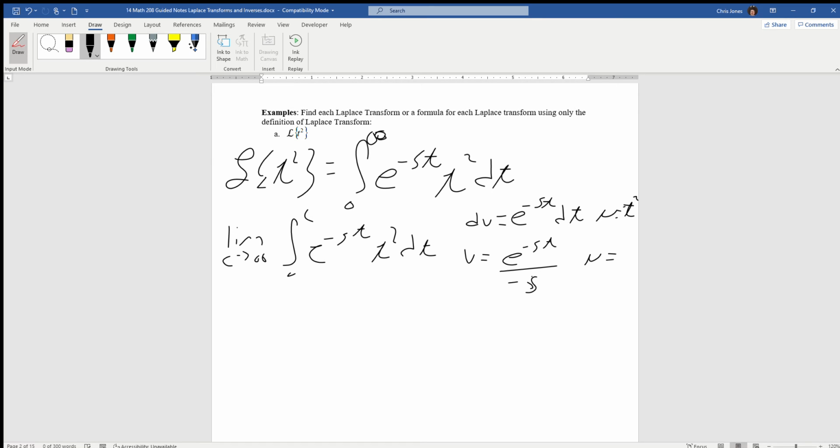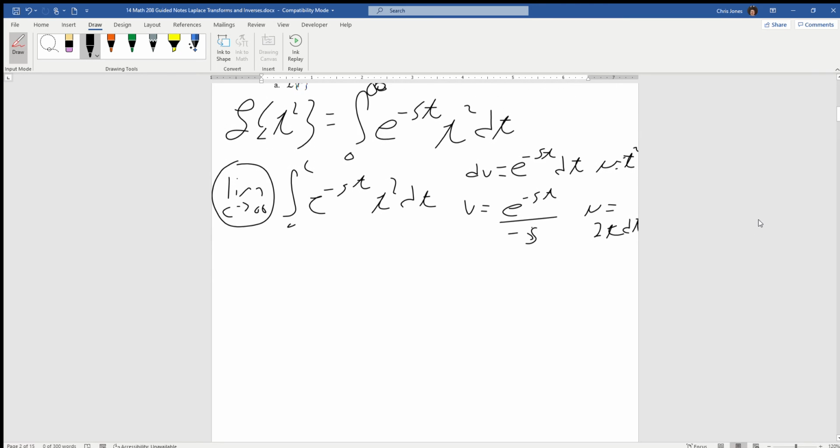The derivative of u is going to be 2t dt. And now we're just going to go ahead and integrate. I'm going to leave the limit off until the very end of the problem, so that we can just focus on the integration. So this is going to be equal to uv, which is t squared e to the minus st divided by minus s, minus the integral of v du. Oh, I'm sorry, I had written 2t where it should be t squared, so sorry about that.